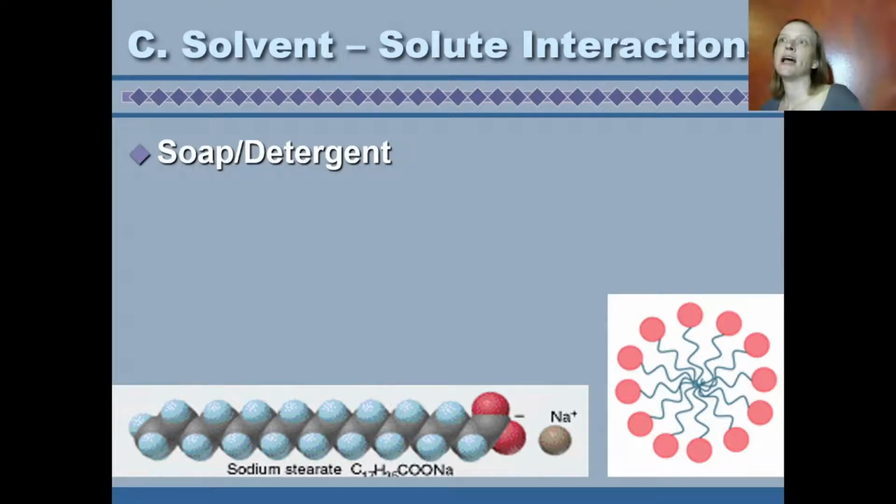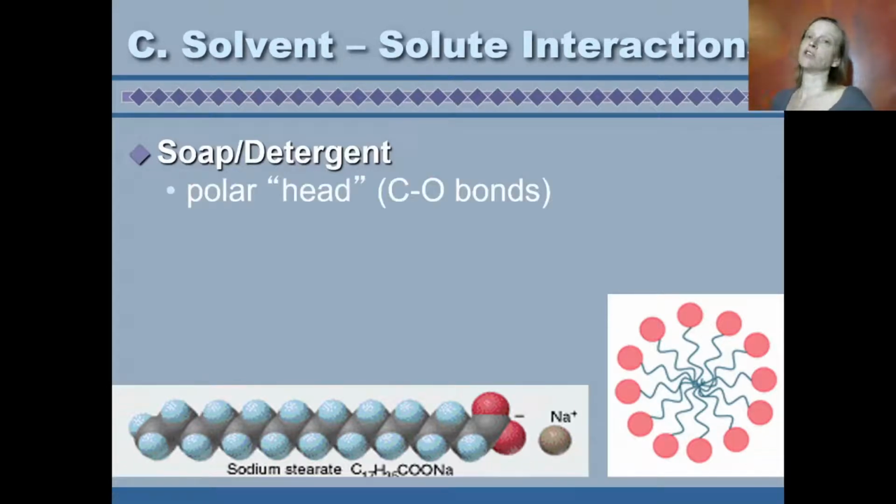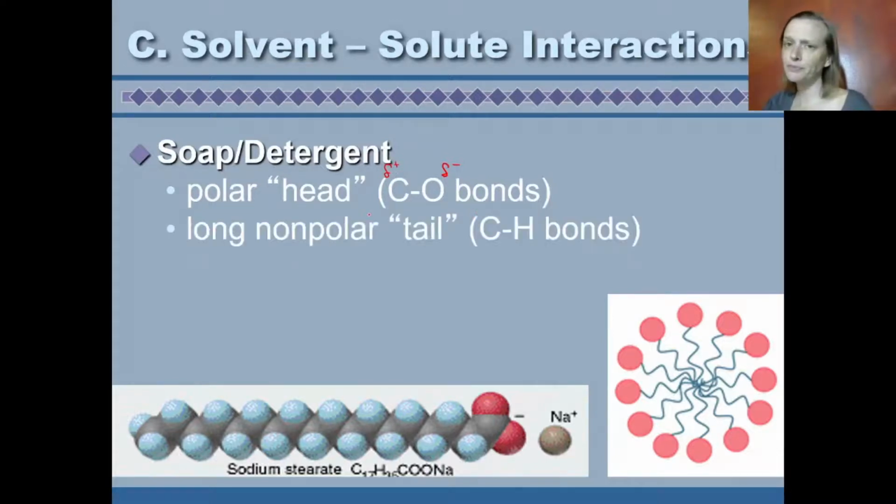This like dissolves like idea is important in real life. This is how soaps and detergents work. So soaps and detergents have a polar head. There are carbon-oxygen bonds, and oxygen is electronegative, so it has a partial negative charge, and it pulls electrons away from carbon, which is left with a partial positive charge. And then the soap and detergent molecules have a long nonpolar tail.